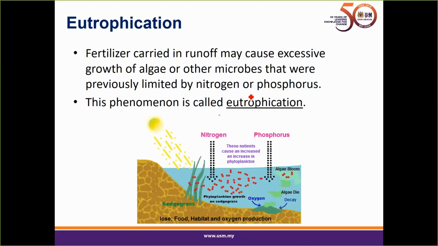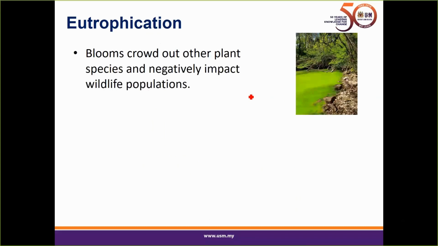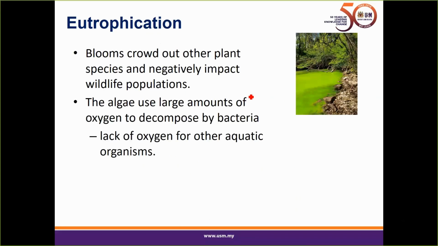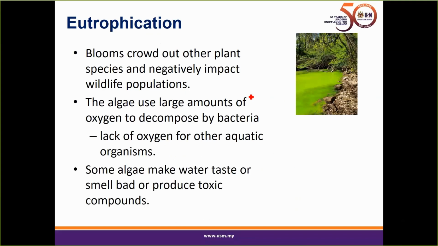Nutrients can cause an increase in the production of phytoplankton growth. They consume oxygen to decompose and thus produce algae blooms that crowd out other plant species and negatively impact wildlife populations. The algae use large amounts of oxygen to be decomposed by bacteria. Since they use large amounts of oxygen, other aquatic organisms get a reduced amount of oxygen. Some algae make wastewater taste or smell bad or produce toxic compounds.